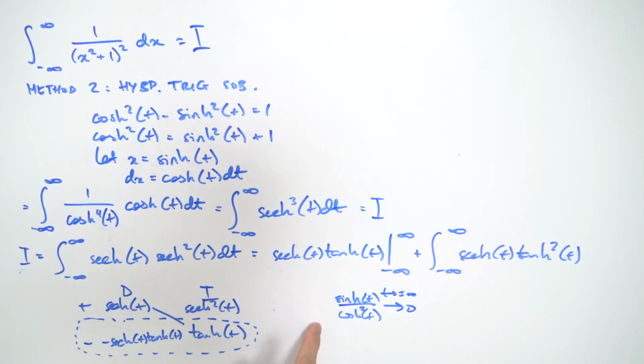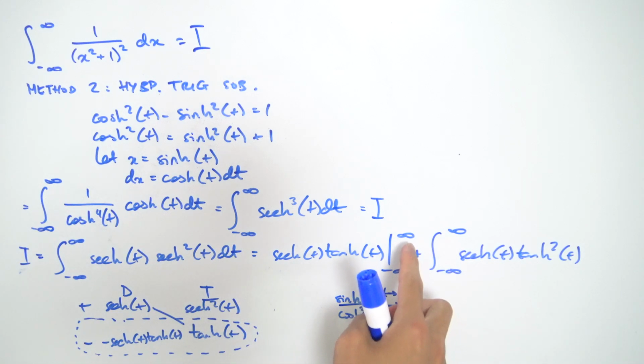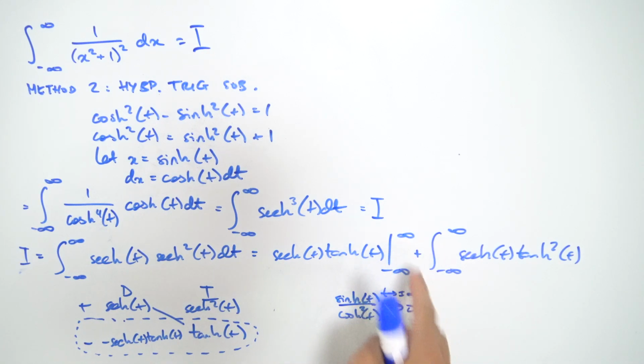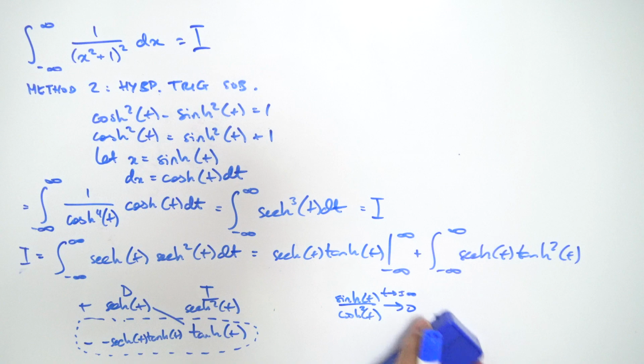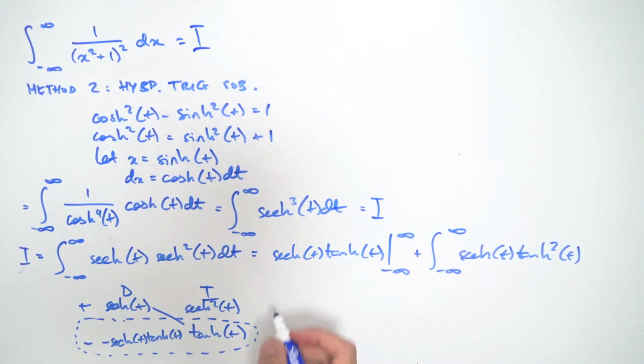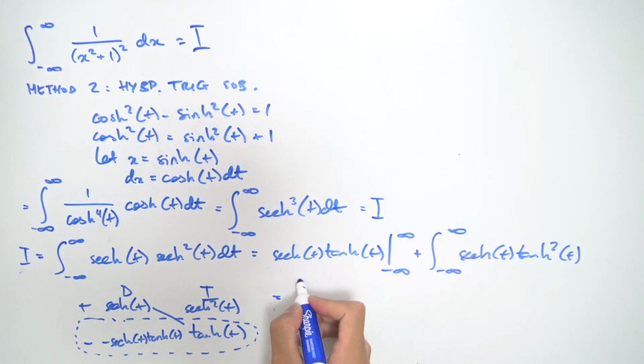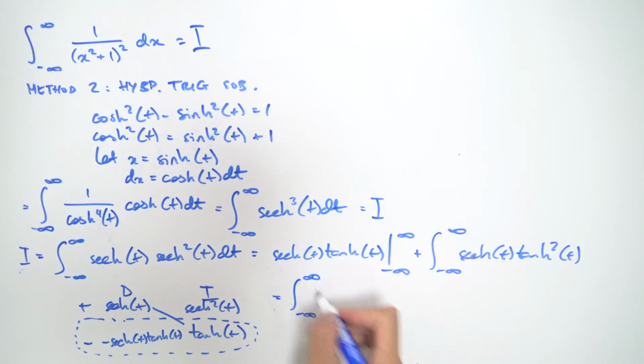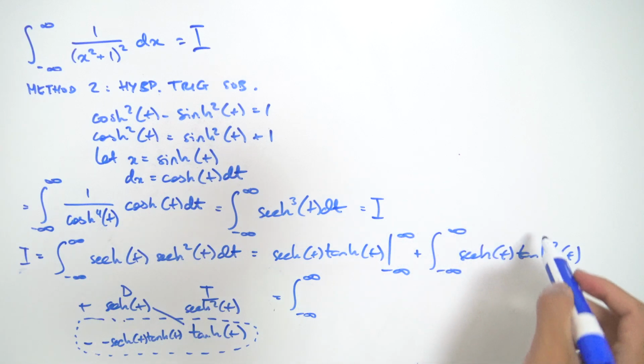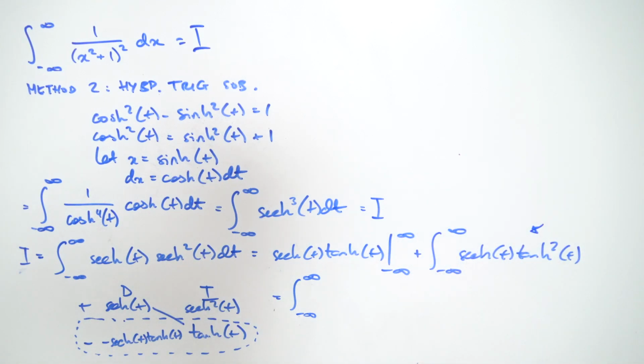And you can verify this for yourself, probably using L'Hopital's rule, but this part over here definitely goes to 0 as you take the limit as t approaches positive or negative infinity. So all that's really left of I is just the integral from minus infinity to infinity of this integrand. But I'm going to rewrite this tan a little bit.